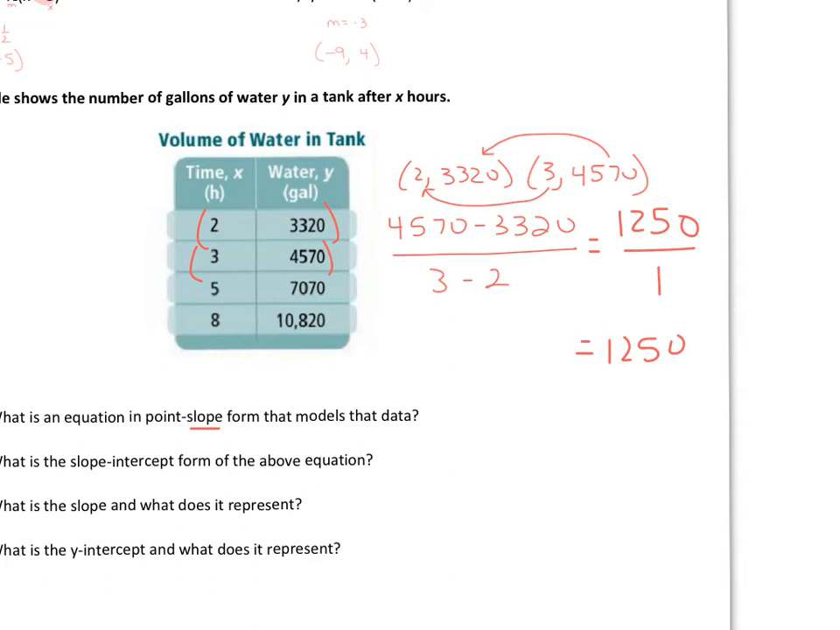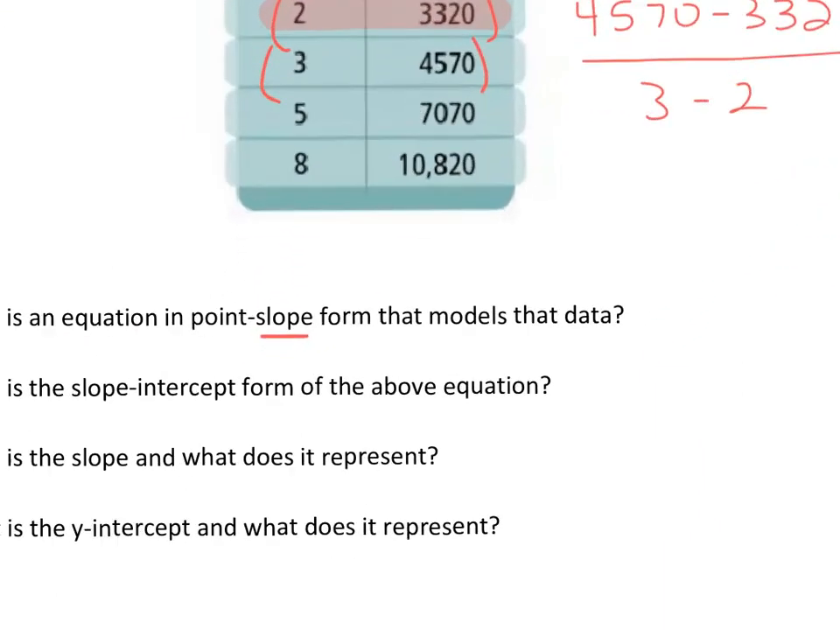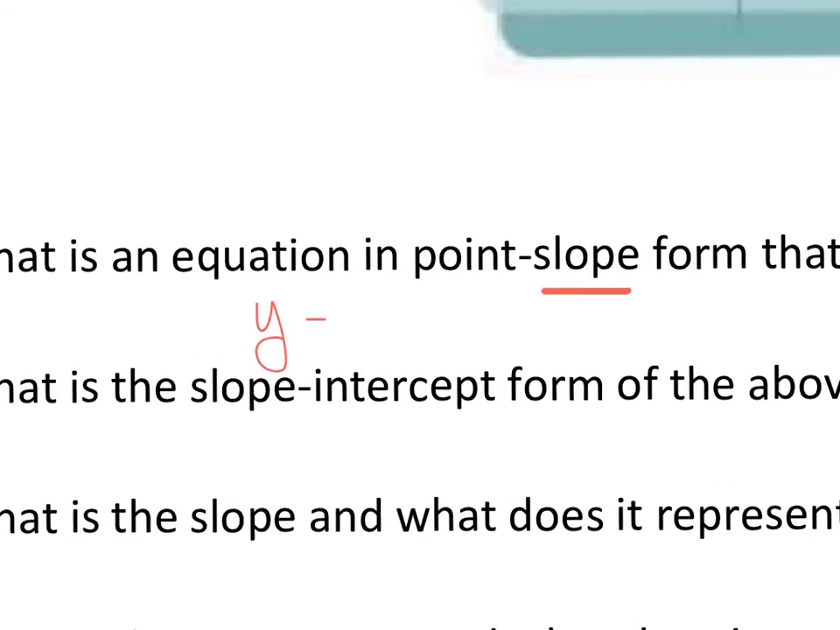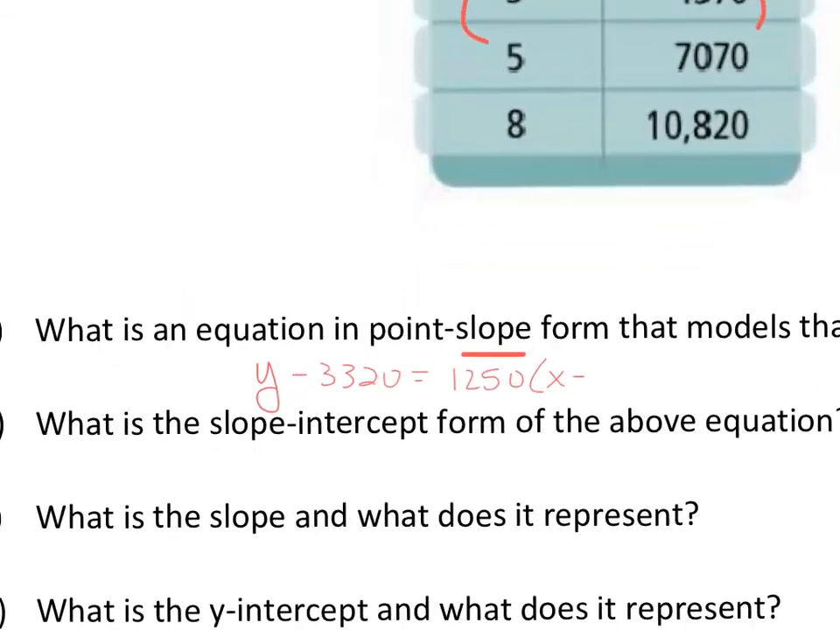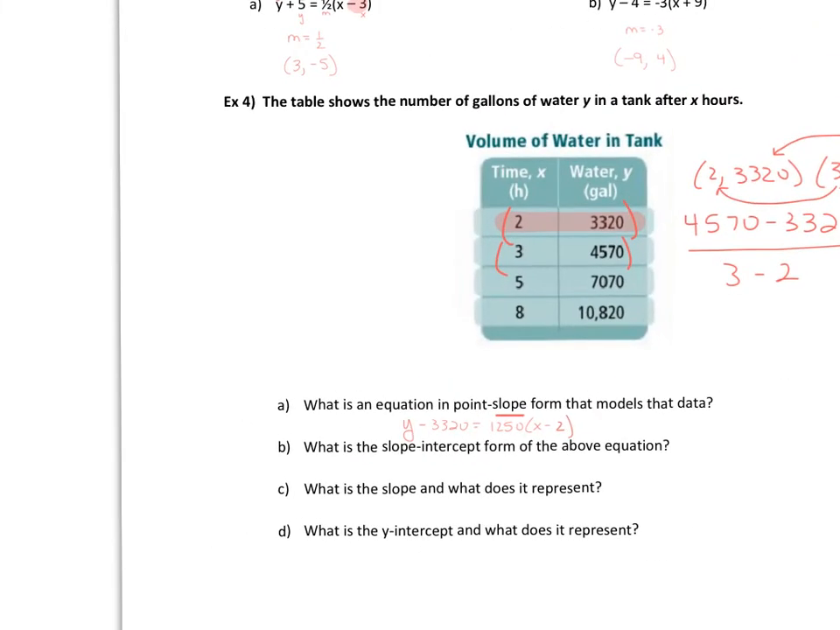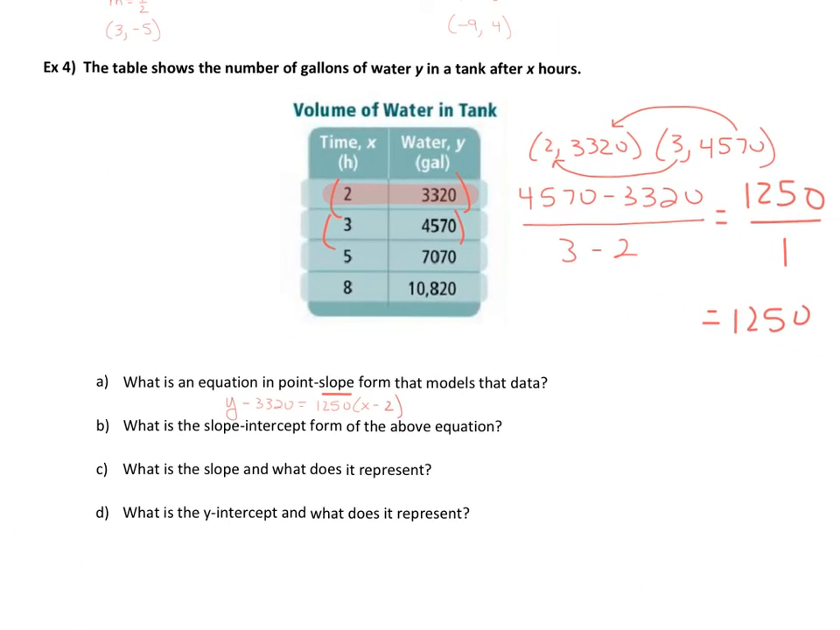Now I have a slope and 4 different coordinate points to choose from. A lot of times I'm just going to pick the first one and use it, but you can do whatever one you want. So for my point slope, I've got y minus my y value, which is 3,320, equals my slope, 1,250, x minus my x value, which is 2. I'm just using this coordinate point right here and the slope that we found.